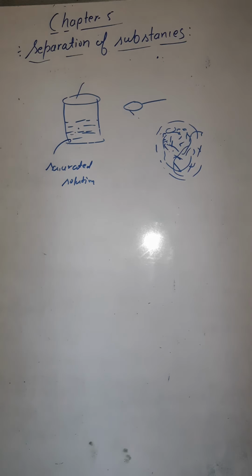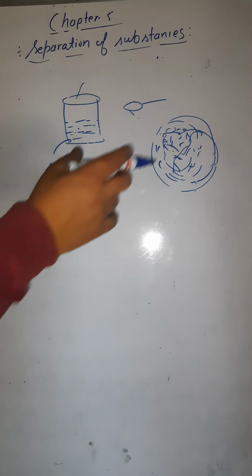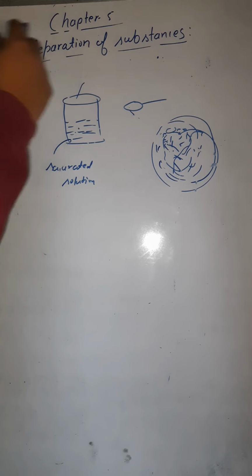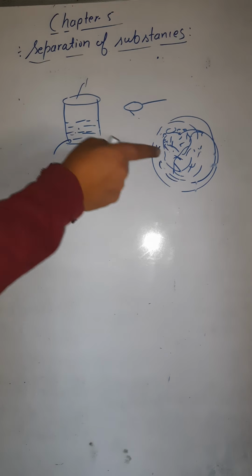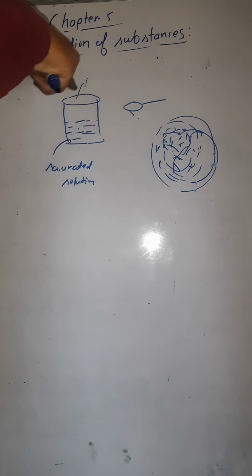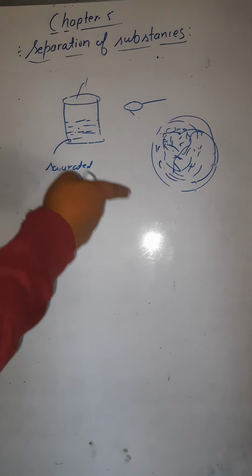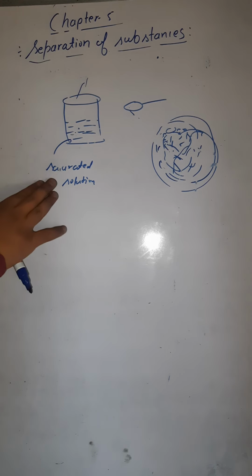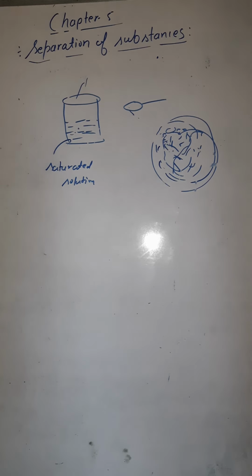Now look here. Suppose this is water and you want to dissolve this huge amount of sugar. You would take 1 spoon, 2 spoons. Let's say you take 5 spoons out of that, and 5 spoons get dissolved. Now as soon as you take the 6th spoon, it won't dissolve in this water. Why? Because the solution has now become a saturated solution. Saturated solution is a solution where no further amount of solute can be dissolved.